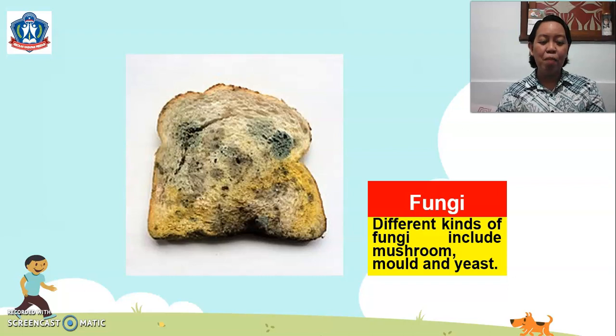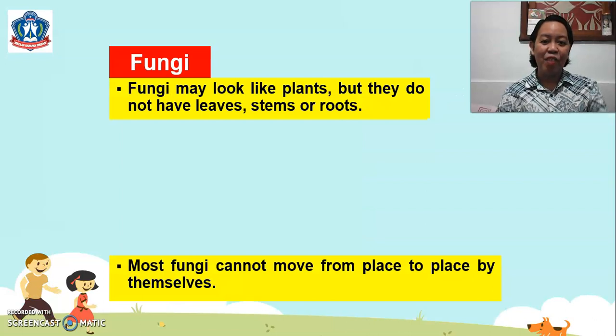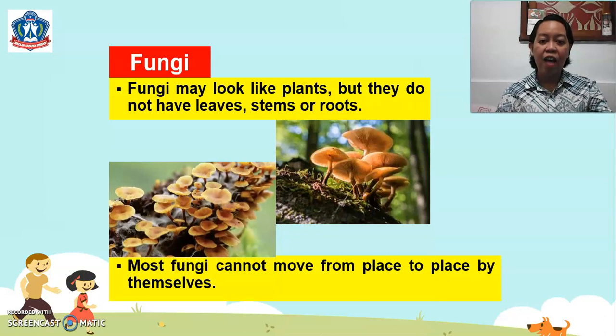This picture is a picture of a mold in a bread. Have you ever seen a picture or a real one at home? And this picture is a yeast under a microscope. Fungi may look like plants, but they do not have leaves, stems, or roots. Most fungi cannot move from place to place by themselves. Let's look at the pictures here. See, these are fungi.